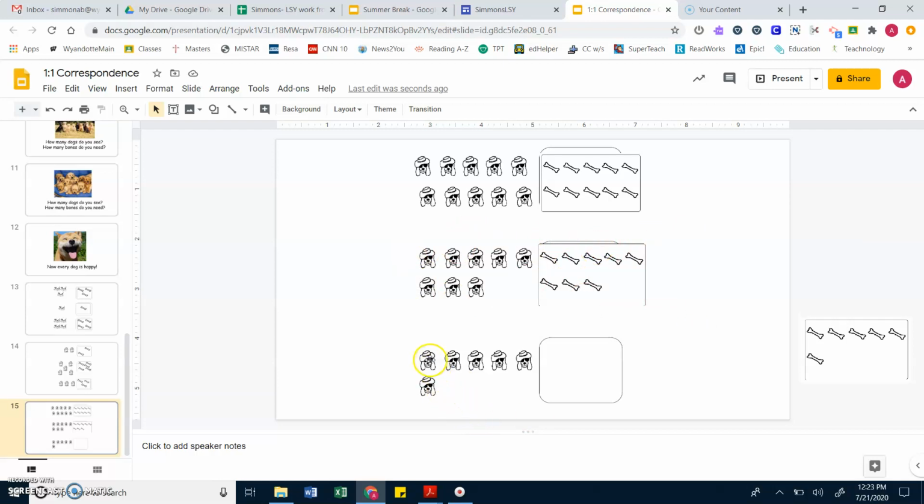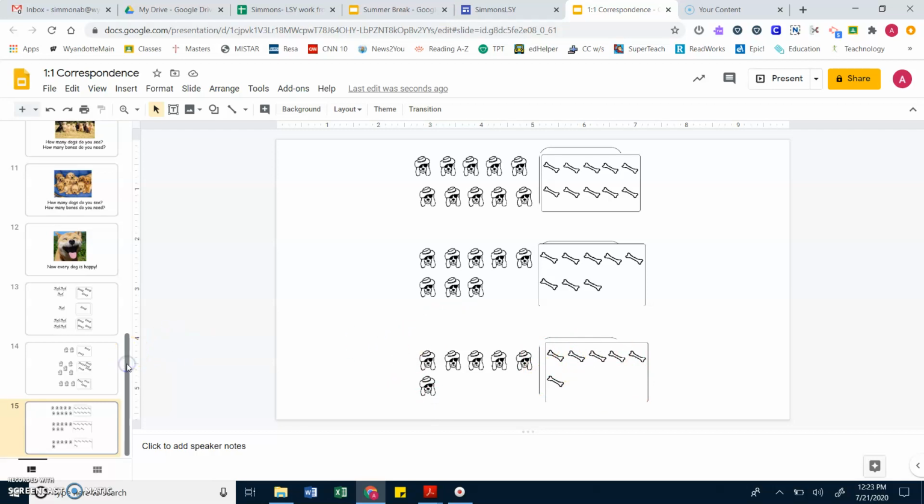And our final picture, 1, 2, 3, 4, 5, 6. So if there are 6 dogs, we're going to need 6 bones. Let's double check to make sure that there are 6 bones. 1, 2, 3, 4, 5, 6. So there are 6 dogs and 6 bones.